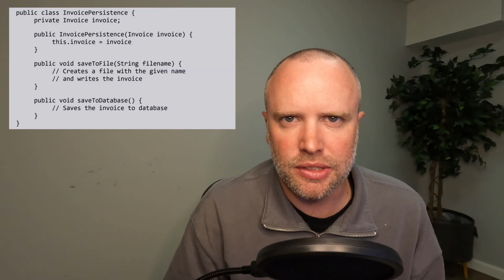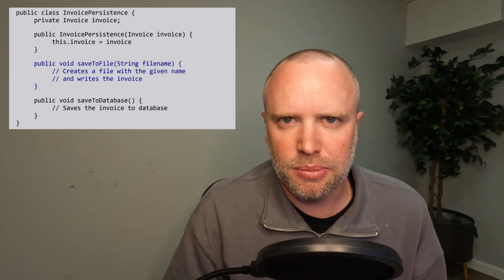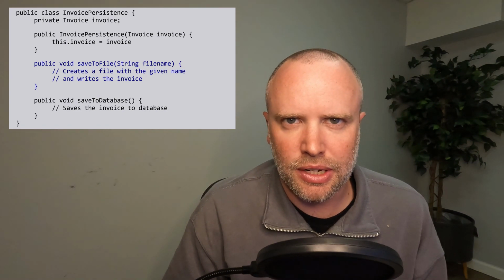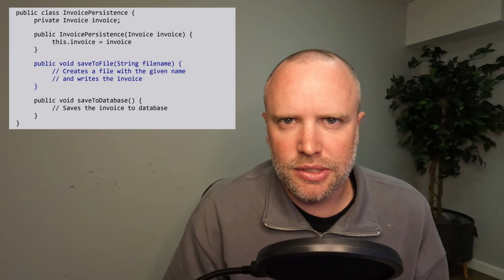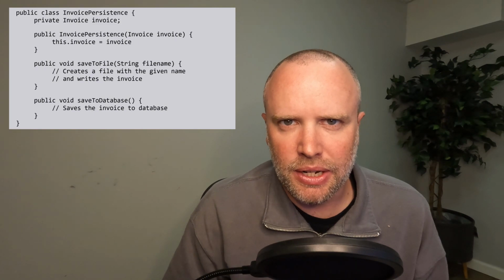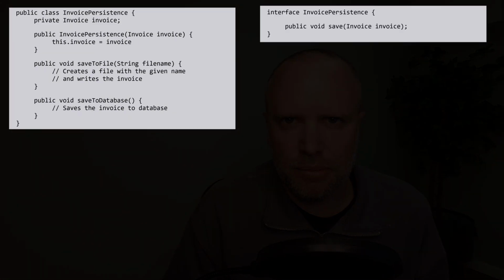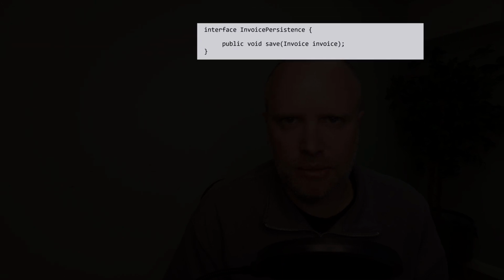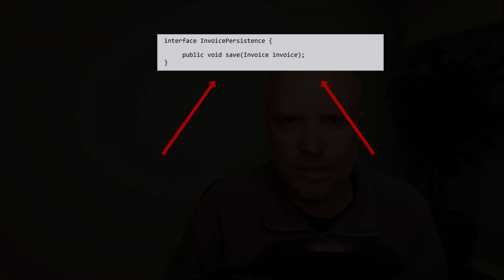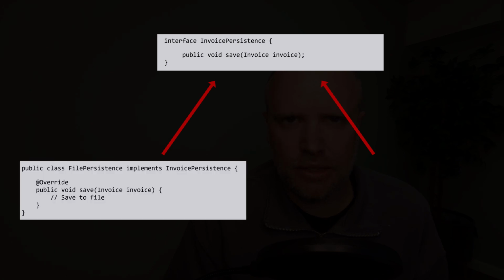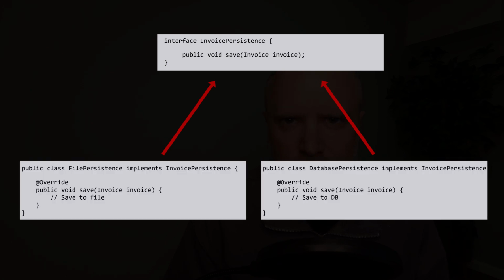At the start, there was an invoice persistence class that had two methods in it. One was save to file, which persisted an invoice to the file system. The other was save to database, which persisted the invoice to a database. We fixed this open-closed principle violation by adding an invoice persistence interface instead that has two concrete implementations that implement that interface. One is file persistence, and the other is database persistence.